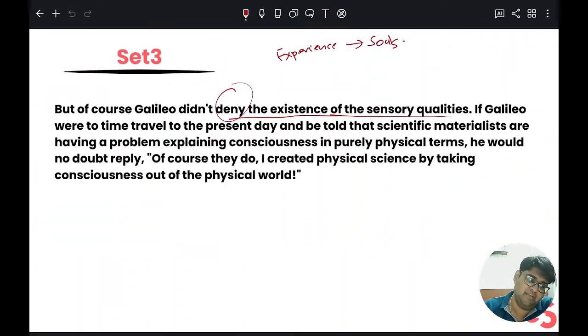इतना भी करने के बाद भी वे नहीं बोला। कॉन्शियस मतलब जागरूक, एग्जैक्टली। तो गैलीलियो ने सेंसरी क्वालिटीज, टेस्ट, स्मेल जैसी क्वालिटीज नहीं है, ऐसा नहीं बोला। If Galileo were to time travel to the present day and be told that scientific materials are having a problem explaining consciousness in purely physical terms, he would not reply, of course they do, I created physical science by taking consciousness out of physical. पता क्या बोल रहा है?